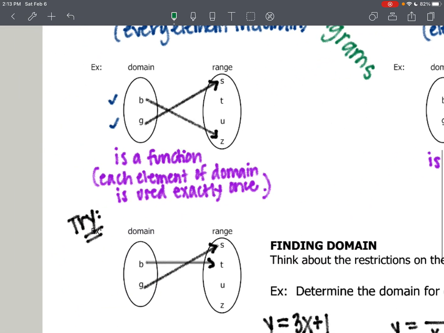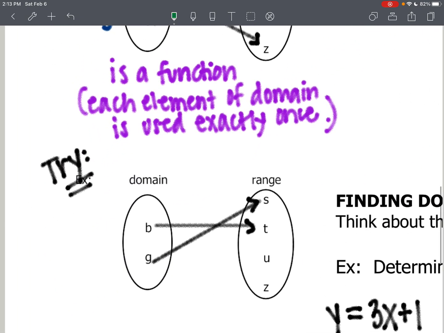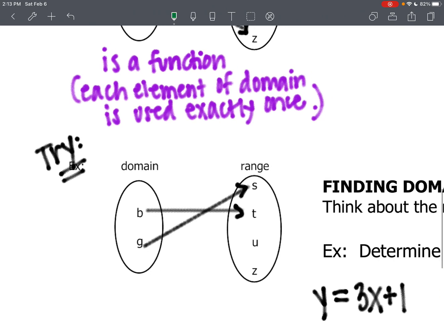Okay, here's one for you to try. Is this an example of a function? Go ahead and press pause, and when you're ready to reveal the answer, you can press play. Okay, if you said this is a function, you are correct. It is indeed a function.